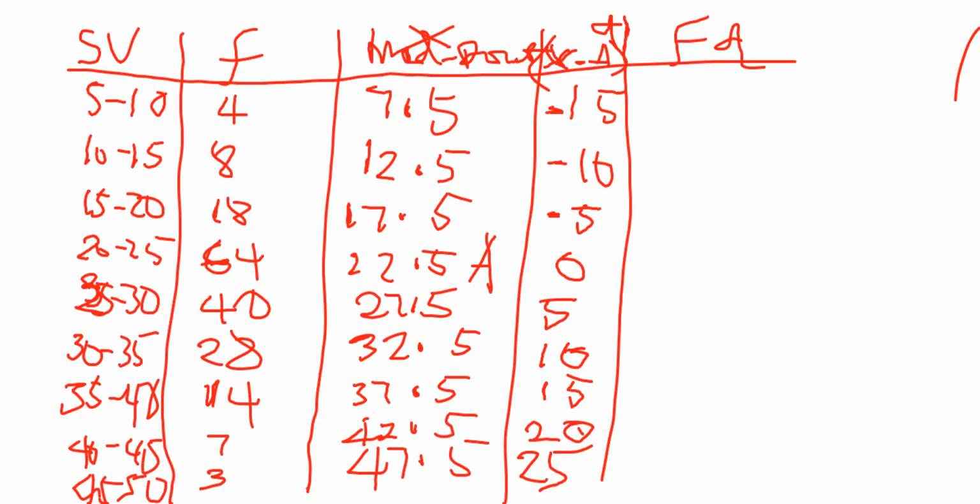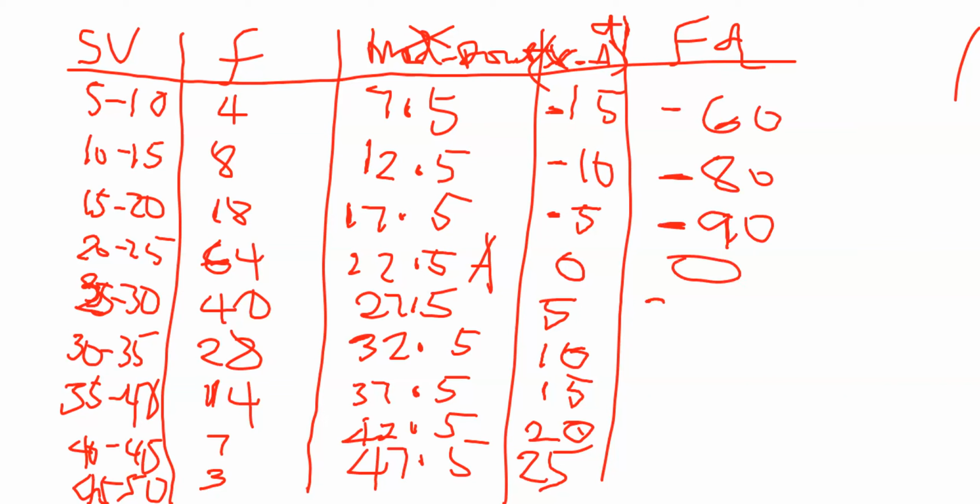If you look at the table very well, the next column is F times D. Remember, we are not finding variance. We are finding mean using an assumed mean approach. So we are going to multiply 4, which is the frequency, times minus 15. It will give us minus 60. 8 times minus 10 is minus 80. Then 18 times minus 5, that should be minus 90. And this is already 0.